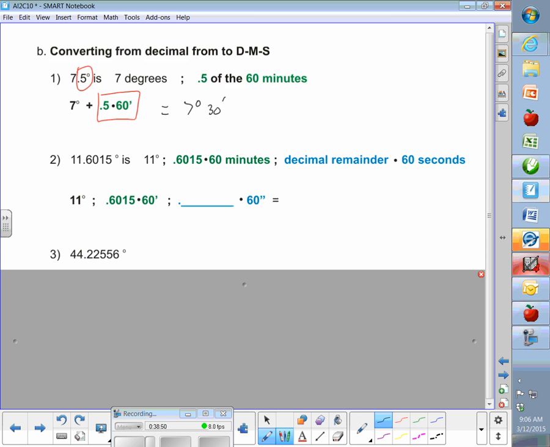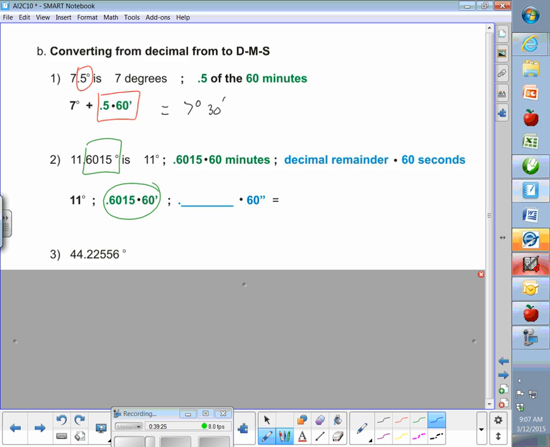So I don't even know if I should bother with this last example. But I will. Just in case you got something that requires degrees, minutes, seconds. All right, this is a little trickier. You got to take the full decimal portion and multiply it times the 60. So do that on your calculator. 0.6015 times 60. And hit equals. Do you see how you have 36.09?